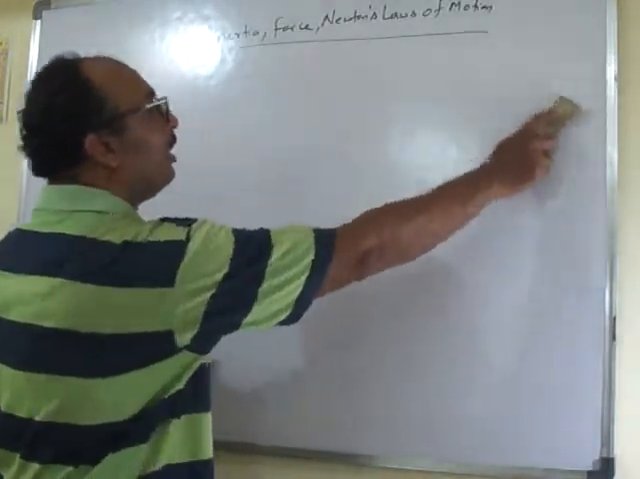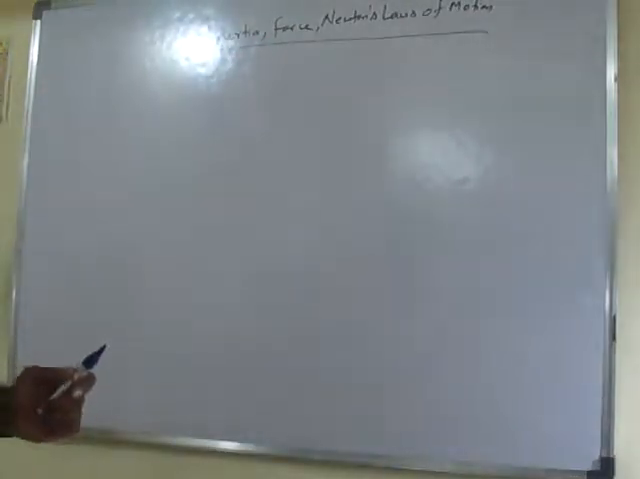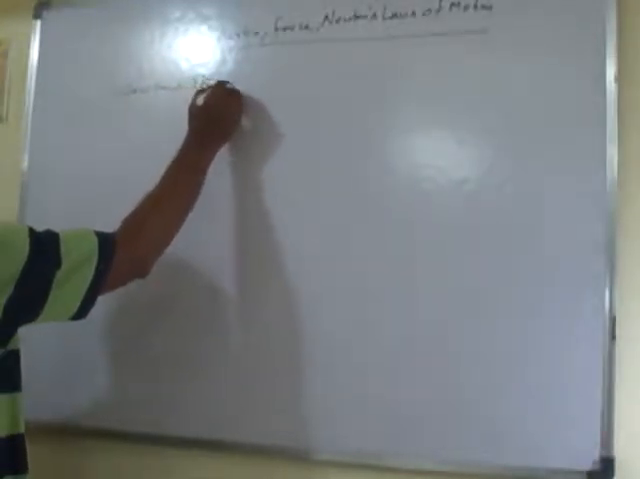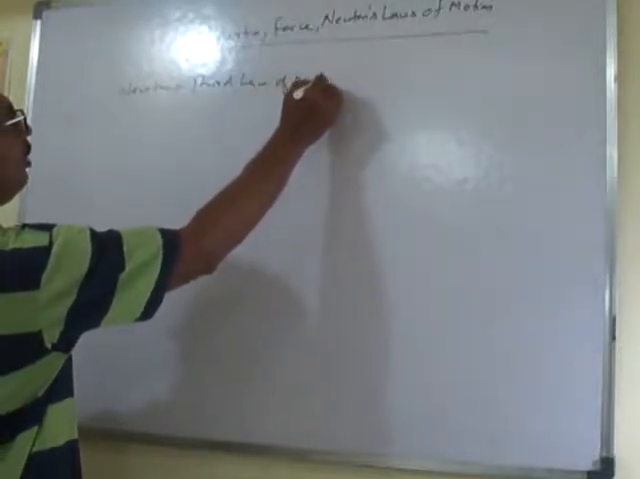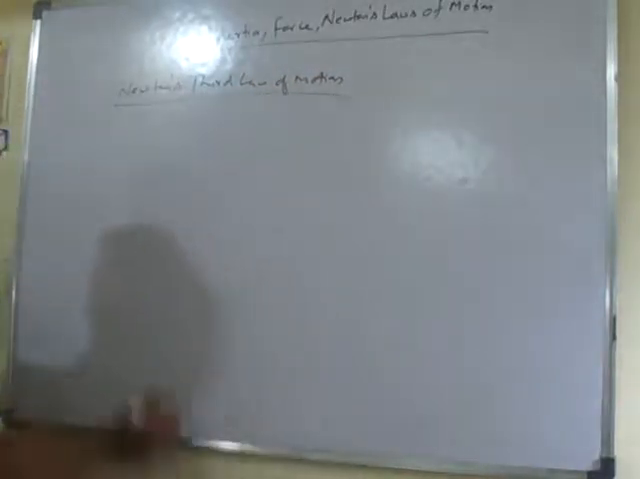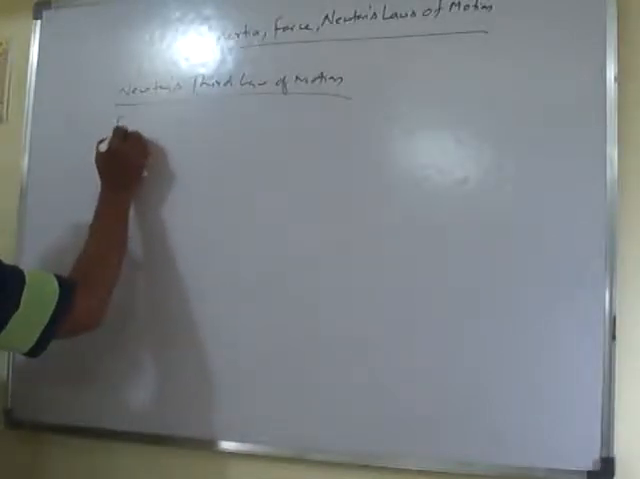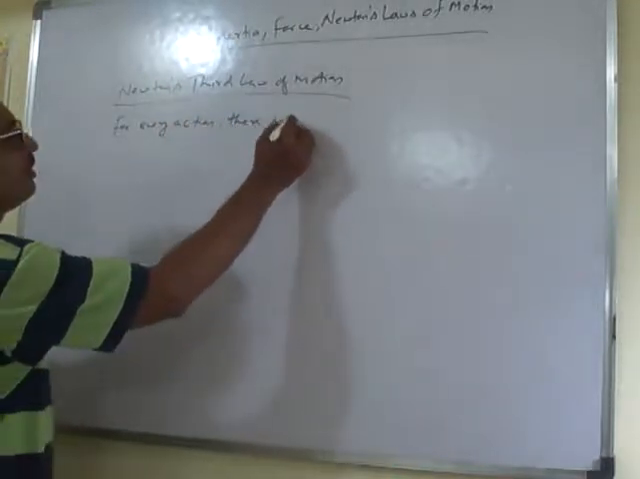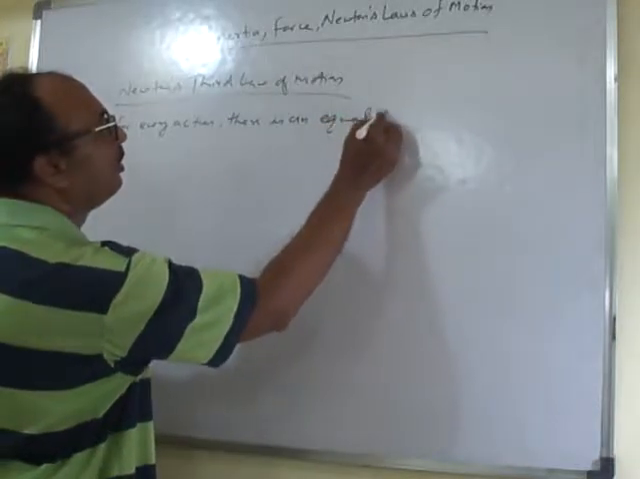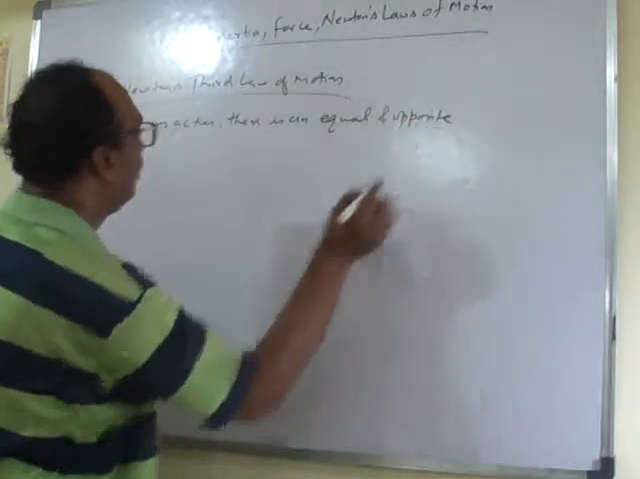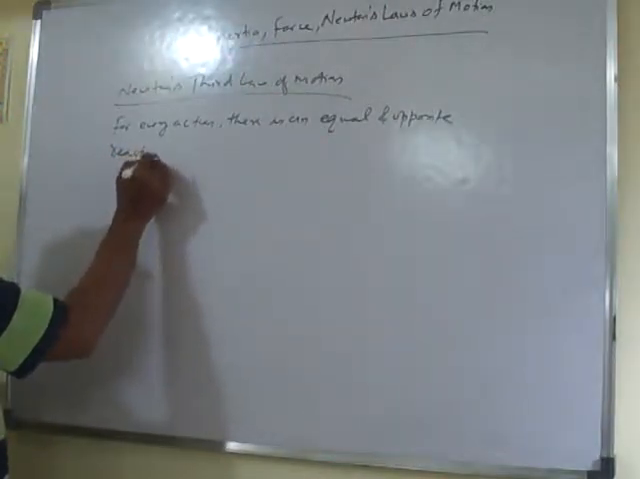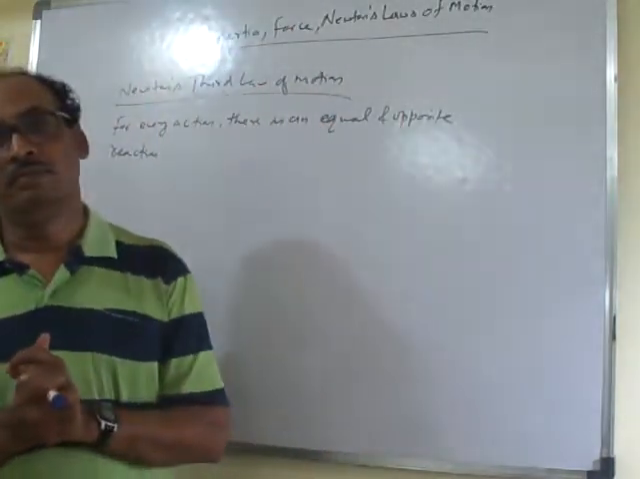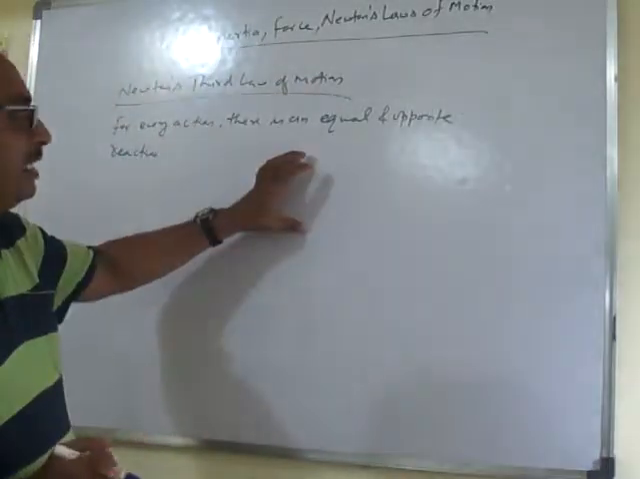The last of Newton's laws of motion that we are going to discuss is Newton's third law of motion. Newton's third law of motion says that for every action there is an equal and opposite reaction. This particular law is telling about action and reaction.